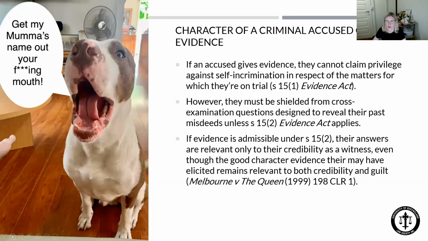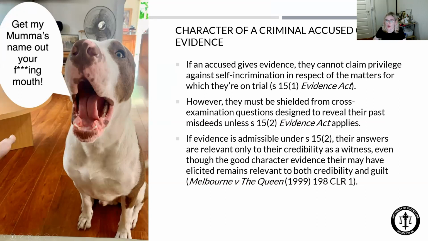In terms of the character of a criminal accused giving evidence, they can't claim privilege against self-incrimination in respect of matters which they are on trial for. So, for example, if they've chosen to give evidence in a murder trial and they're asked questions about whether or not they committed the murder, they can't just turn around and go, well, that's incriminating. Well, you've decided to sit in the witness box, you will be asked questions about whether or not you did it. That's the idea.